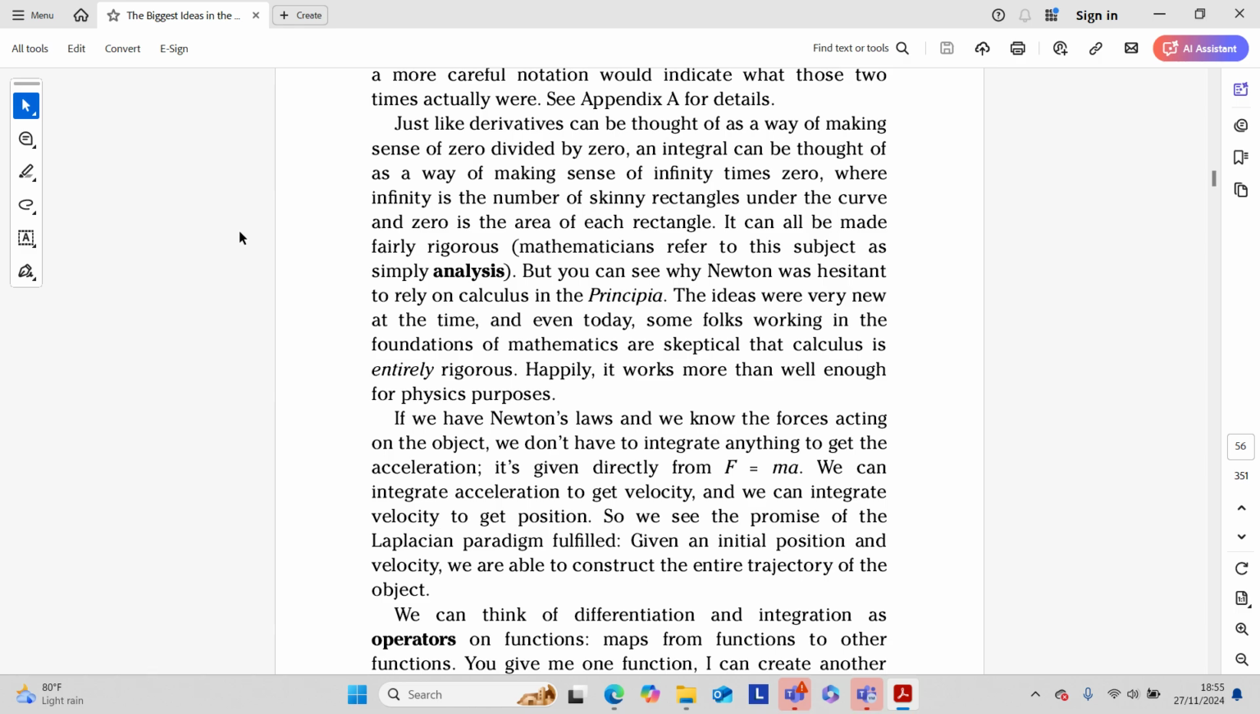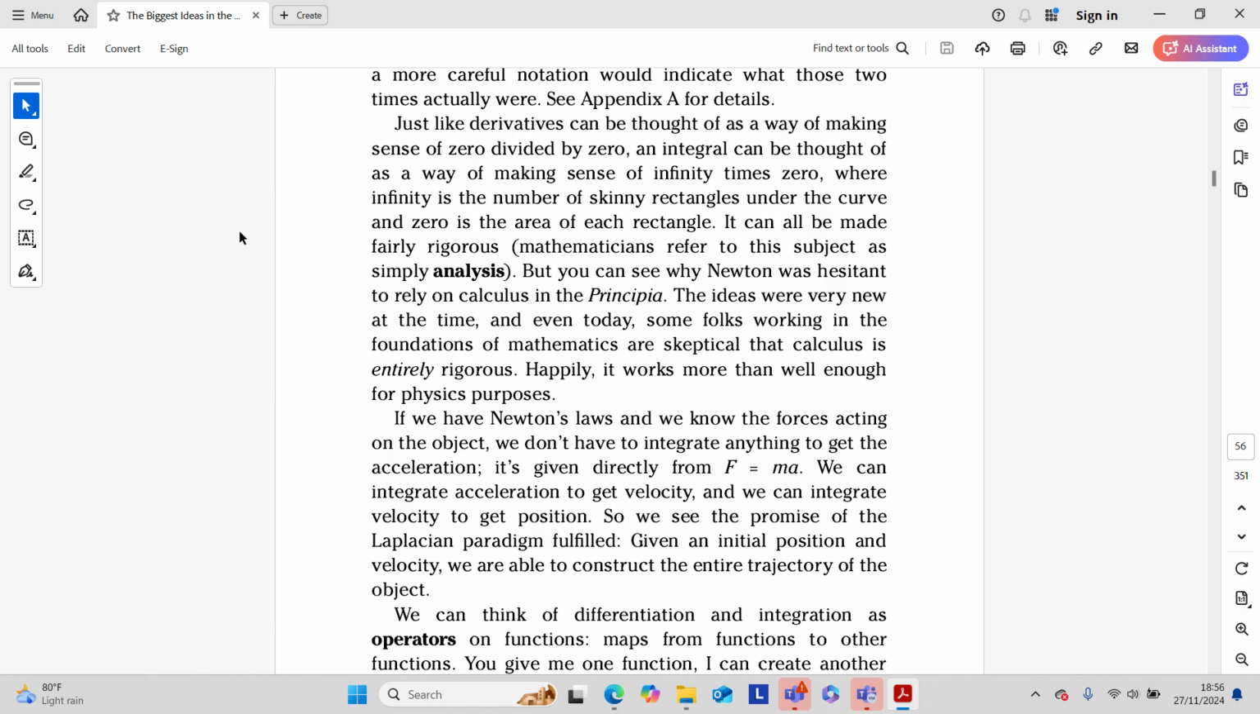If we have Newton's laws and we know the forces acting on the object, we don't have to integrate anything to get the acceleration. It's given directly from F equals ma. We can integrate acceleration to get velocity, and we can integrate velocity to get position. So we see the promise of the Laplacian paradigm fulfilled. Given an initial position and velocity, we are able to construct the entire trajectory of the object.